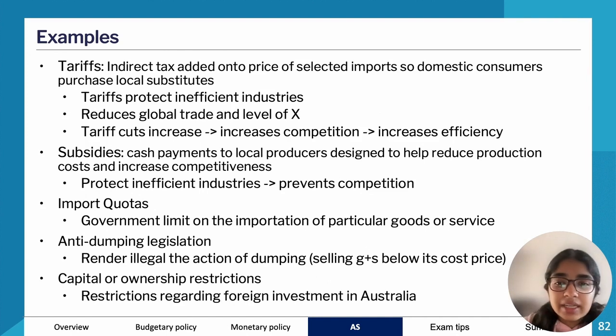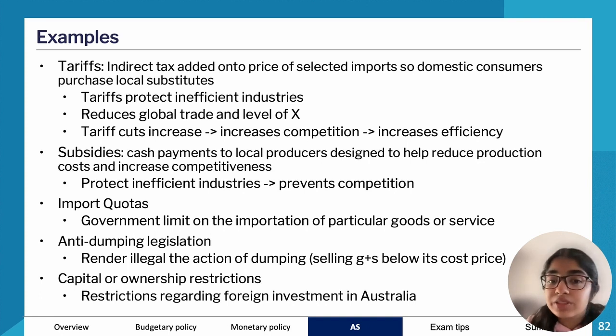So essentially, the point of trade liberalization is to try to get rid of protectionist policies. So policies that try to protect our industries from overseas industries. Okay, let's look at some of the protectionist policies. So tariffs is a big one. That's when you have an indirect tax on imports. So this makes imports more expensive, people less willing to buy them. So that protects Australian industries.